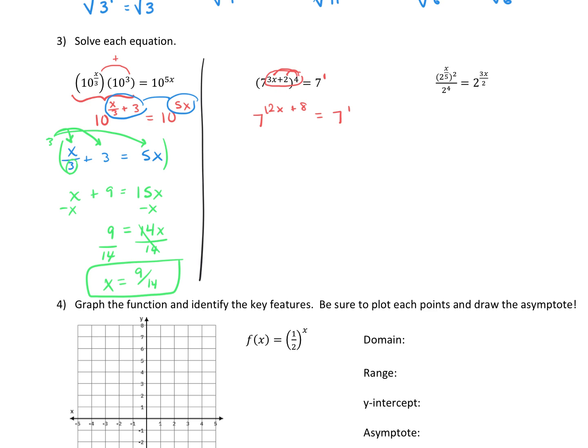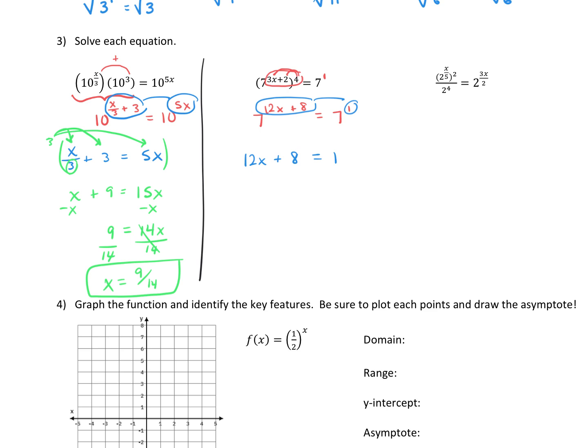All right, so now we want to recognize that we have 7 to a power is equal to 7 to a power. These two are equal to each other. It's an equal sign. So when your bases are the same, that means that our exponents will be the same. So what we're going to do is we're going to write a new equation with the exponents.